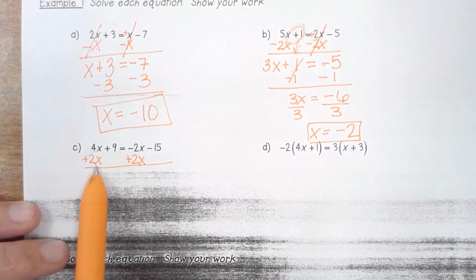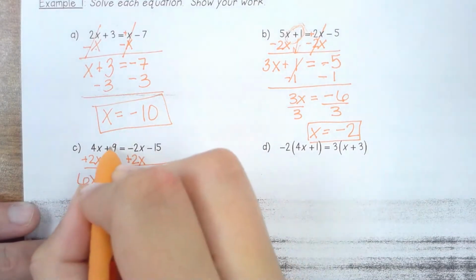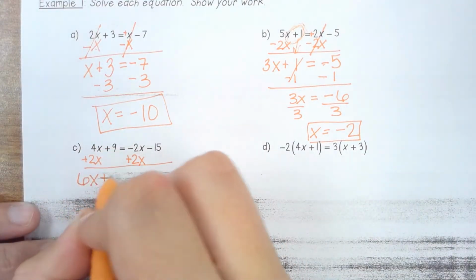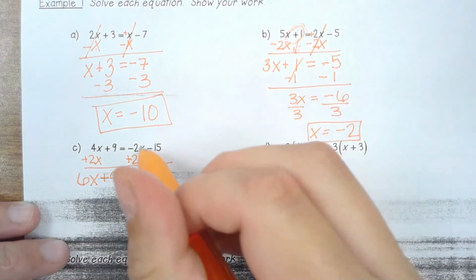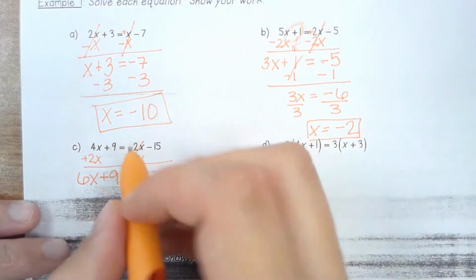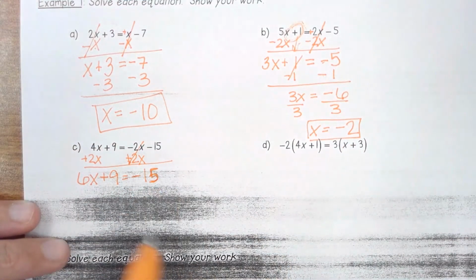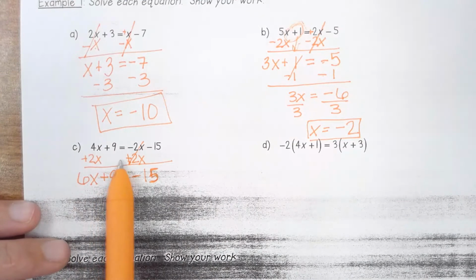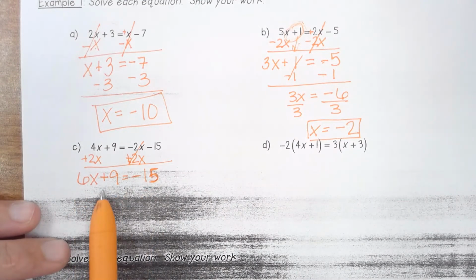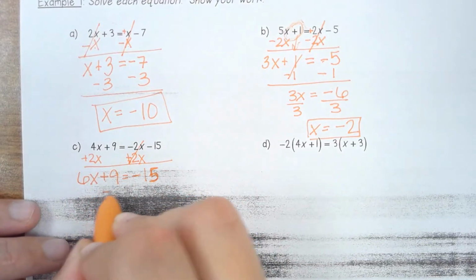So my 4x plus my 2x is going to equal 6x. Don't forget you still have a +9, so you need to drop it down. These 2x's are going to cancel because that equals 0, and then you're still left with a -15. Okay, so now we just have a basic 2-step equation, so I'm just going to solve like normal. So the opposite of adding 9 is subtracting 9.